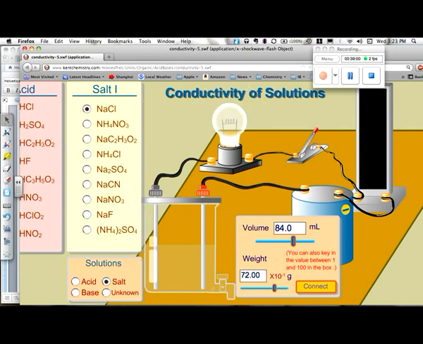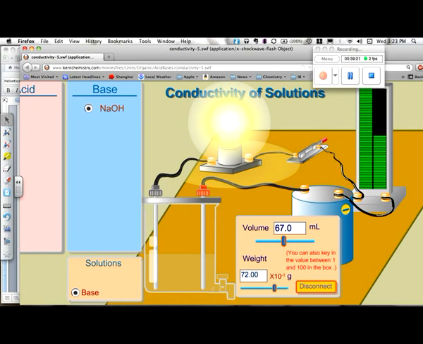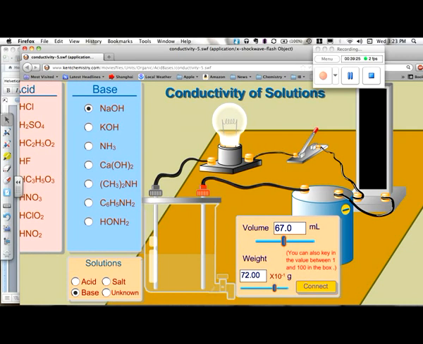Okay, let's try bases. I see some strong bases up here at the top, and then I see a whole bunch of weak bases. How do I know they're weak? Because they're not the strong ones I memorized. So sodium hydroxide, let's fill that beaker up about halfway, and let's say connect. Okay, lots of conductivity. Let's do one more, and then we're going to go back to our notes. Weak base.